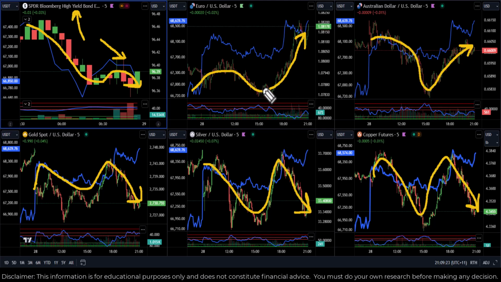The euro dollar is a very good index and very good indicator of where Bitcoin and crypto could be going. So please keep your eye on that. The blue line here in the background is Bitcoin. And what about the Aussie dollar? That dip, just like the euro dollar, can also be quite a good indicator of where crypto is going.